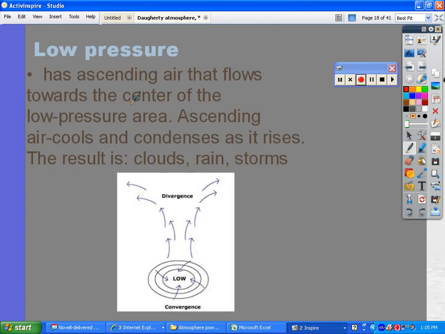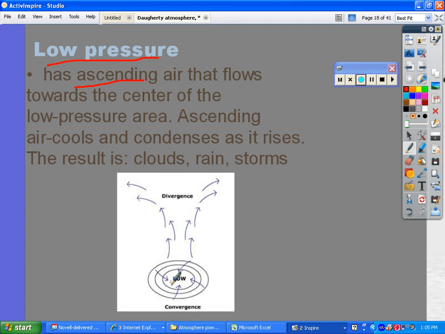Okay, low pressure is the opposite of high pressure. So if high pressure had descending air masses, low pressure has ascending air masses. And this is also called a cyclone. So this is actually creating a cyclone here.